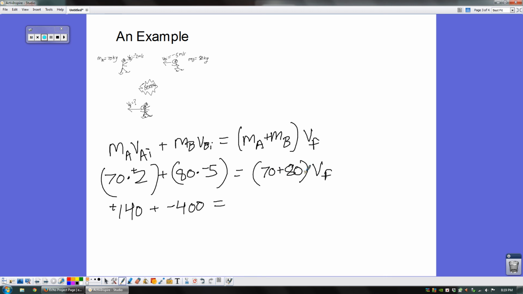70 plus 80 is 150. All right, keep simplifying. We're not ready for algebra yet. Just keep simplifying. Positive 140 plus negative 400. Make sure you do this in your calculator to make sure you're getting the same answer as me. The correct answer here is negative 260 equals 150, the final.